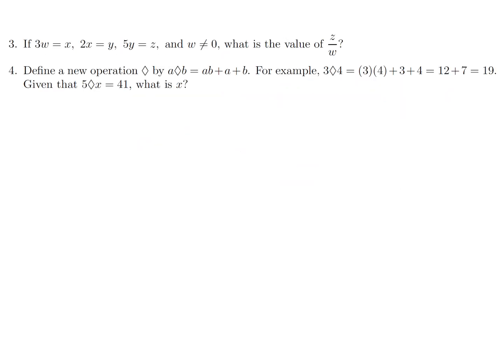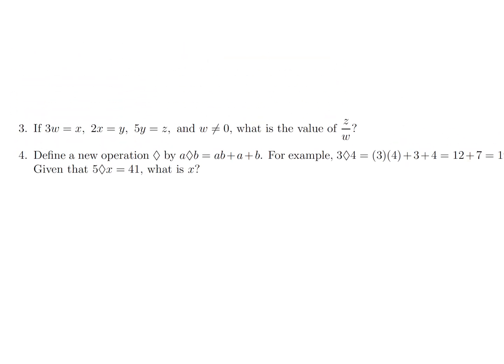If 3w is x, 2x is y, 5y is z, and w is not equal to 0, what is the value of z over w? So 3w is x, and 2x is y, and 5y is z. So 2 times x, I'm going to concentrate on this one. X is 3w, so put that in there.